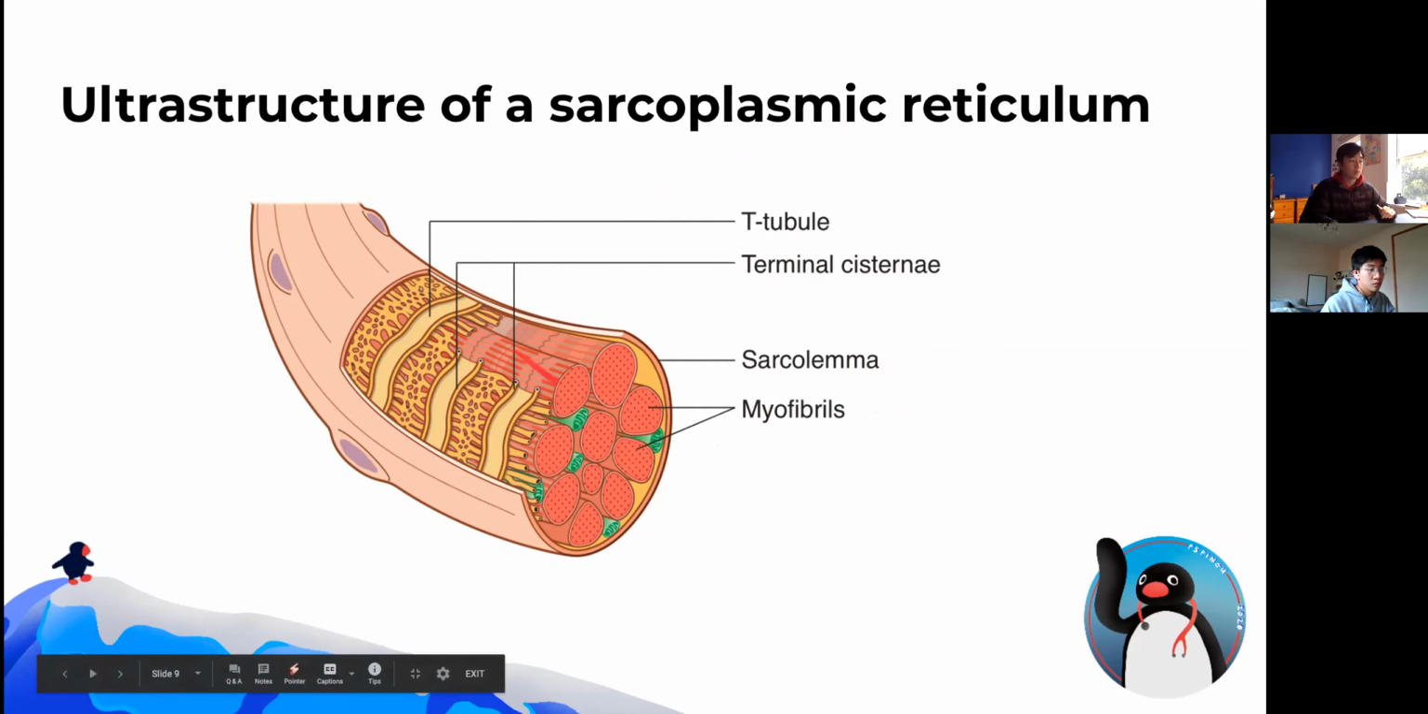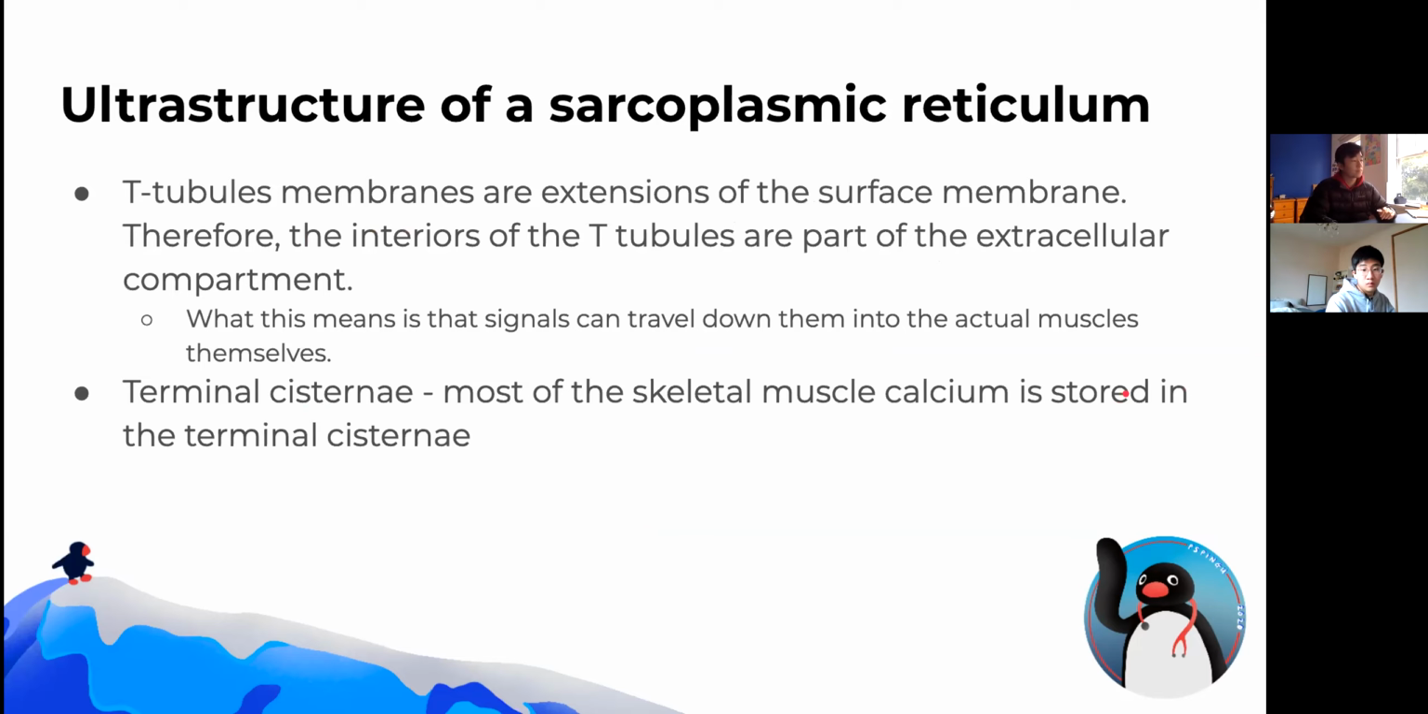And myofibrils is what we talked about before, right? You can see all the Z lines here, and terminal cisternae are just spaces within this entire sarcoplasmic reticulum. Okay, so let's go into a bit more detail about what they actually are. T-tubule membranes are just extensions of that surface membrane, and therefore the interiors of the T-tubules are actually part of the extracellular compartment. So that's pretty important to remember when we're looking at depolarization and how calcium moves later on. So that means that signals can actually travel down the muscle.